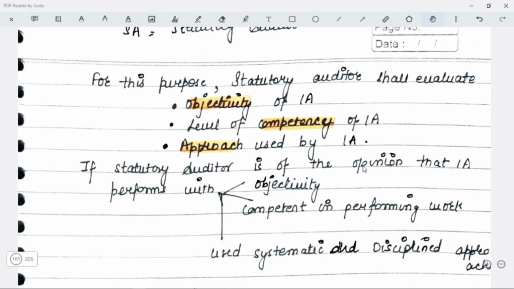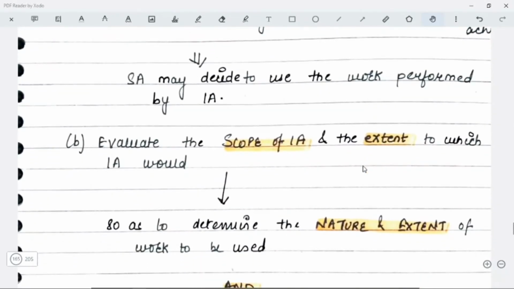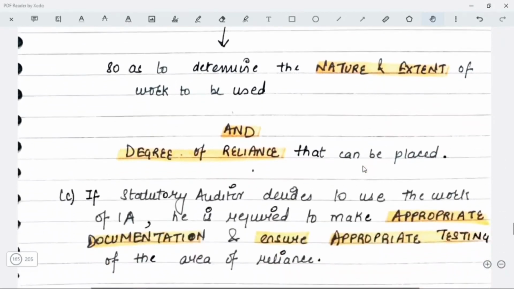If the statutory auditor is of the opinion that the internal auditor performs with objectivity, he is competent and he has used a systematic and disciplined approach, then the statutory auditor may decide to use the work which has been performed by the internal auditor. He will have to evaluate the scope of the internal auditor's work, so as to determine the nature and extent of the work to be used and the degree of reliance that can be placed.